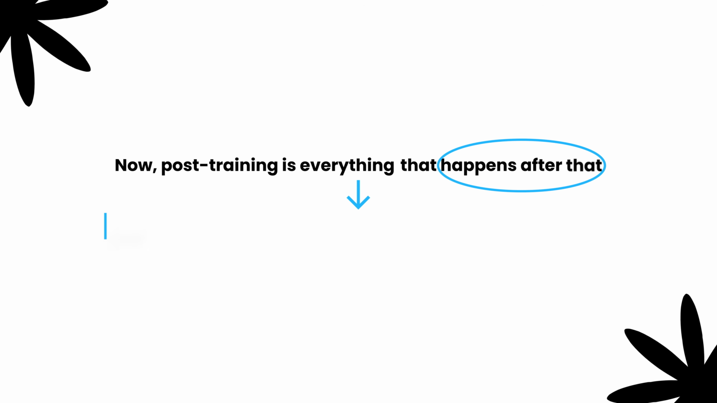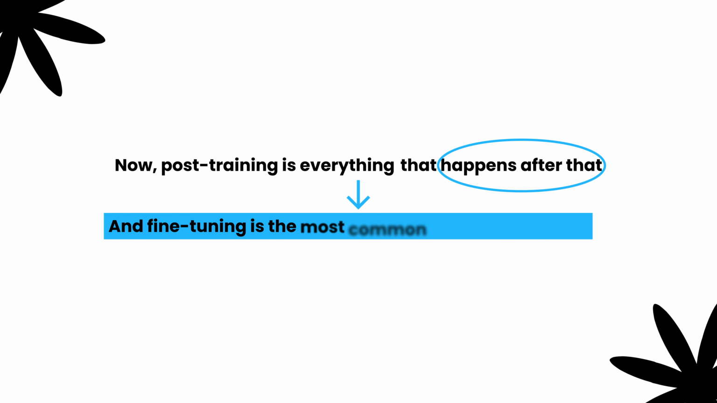Now, post-training is everything that happens after that. And fine-tuning is the most common form of post-training. Here's the thing. This is not a new concept. It is very similar to what we have seen in traditional machine learning for years. In traditional machine learning, people used to train their own models from scratch on their own data and then fine-tune those same models on more specific data for more specific tasks. As a company, you owned the entire pipeline.